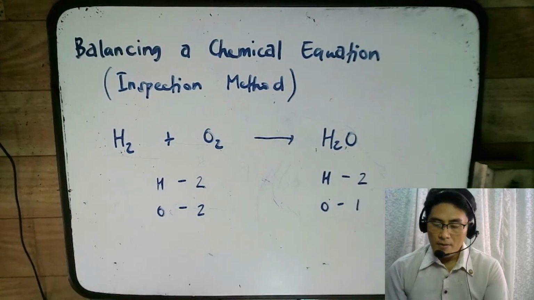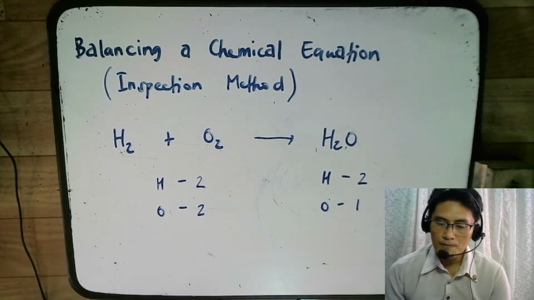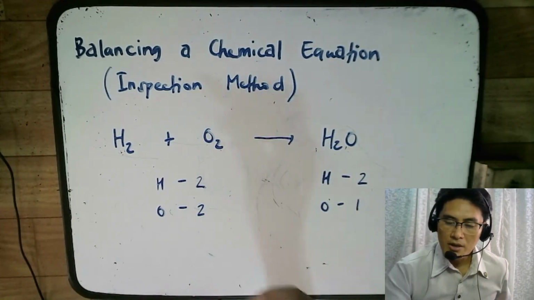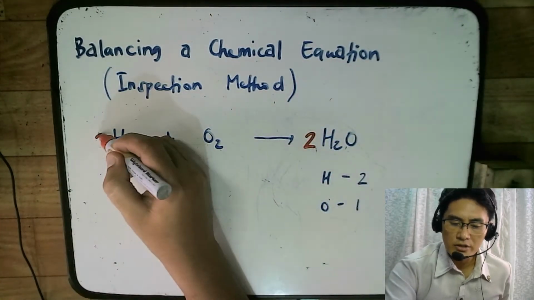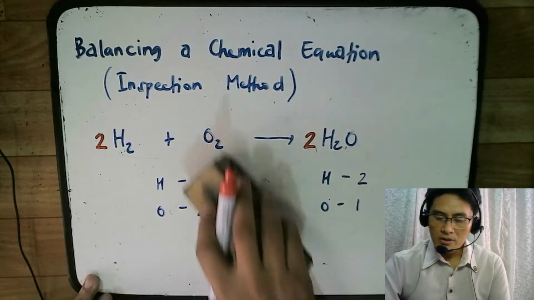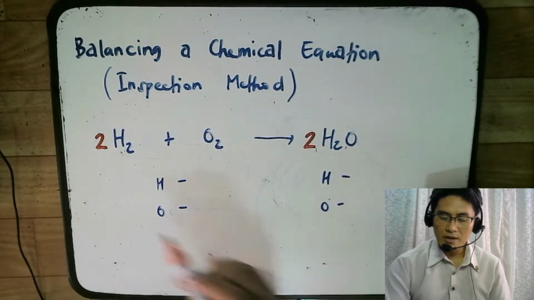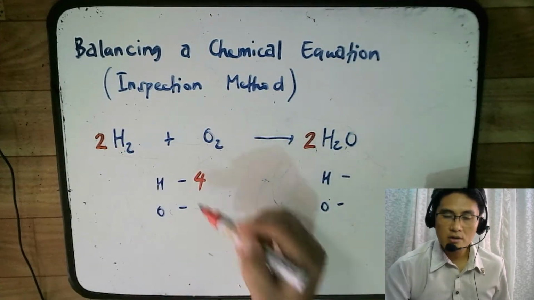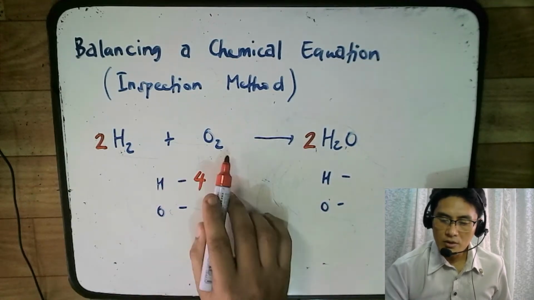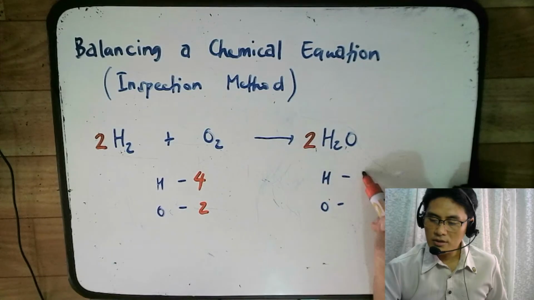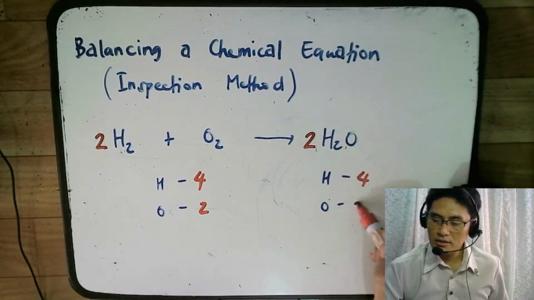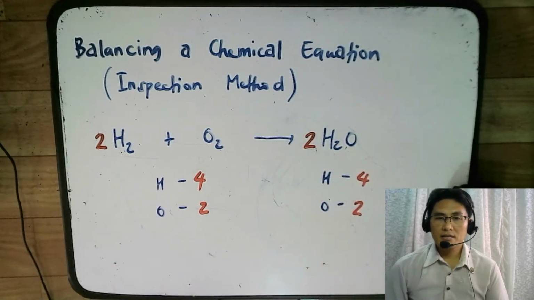Now obviously here, in order to balance this, you have to put a coefficient here, 2, and you can put a coefficient here, 2. That way, the equation is now balanced. You have now 2 times 2, you have 4 atoms, and you have 2 times 1, you have 2 atoms. And then for here, you have 2 times 2, that's 4, and then 1 times 2, that is 2. So you now have a balanced equation.